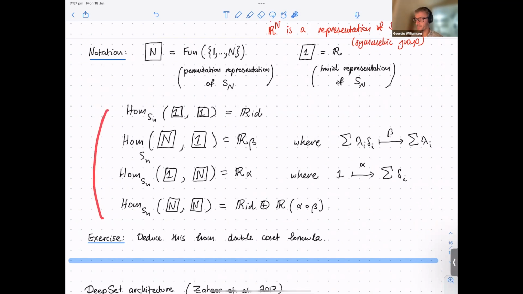So basically, this is determining the number of parameters in your neural net. From a one-dimensional vector space to a one-dimensional vector space, there's only one. We're used to that. But if you look at an Sn invariant map from N to the identity, there's in fact just one, and that's this averaging operator.